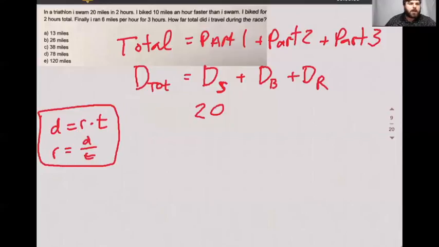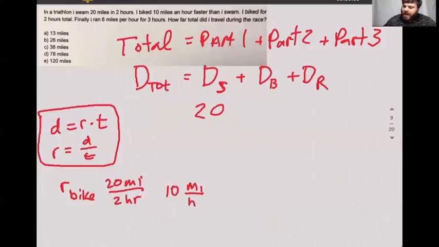Okay, so when I'm talking about swimming, the distance was 20 miles, the time was 2 hours. So the rate at which I swam was 20 miles divided by 2 hours. Now we always want to reduce this fraction to 20 divided by 2, which is 10. So that's going to be miles per hour.